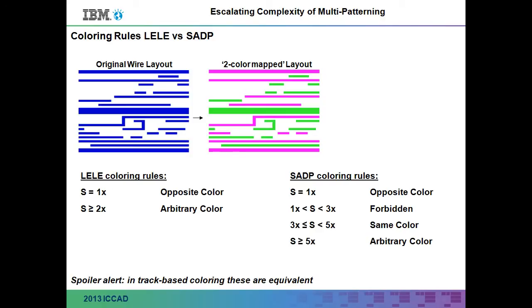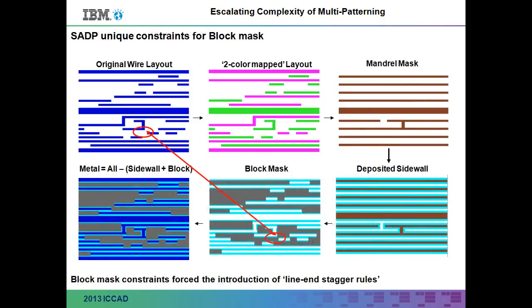Then between 3x and 5x space, you have to be the same color because we're going to insert a dummy feature in there that's the opposite color. And then it's not until you get to a 5x space that you can pick the colors however you want. So it's a non-monotonic, very complex space. Fortunately, if you do track-based coloring, these rules get a lot easier.